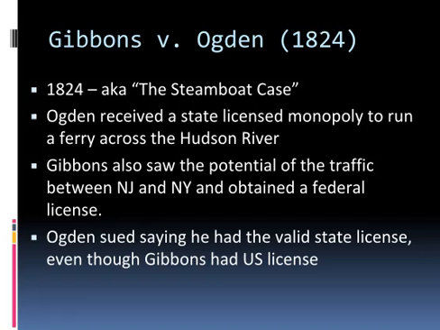Like any other good venture capitalist, Gibbons sees the potential of traffic, sees how much money he can make from this industry, and goes to the federal government to get a license to run a steamboat ferry. Clearly, Ogden is mad because the existence of Gibbons' steamboat ferries violates the monopoly that the state of New York gave him. So Ogden sues Gibbons, saying he's violating the state license from the state of New York, even though Gibbons has a federal license.